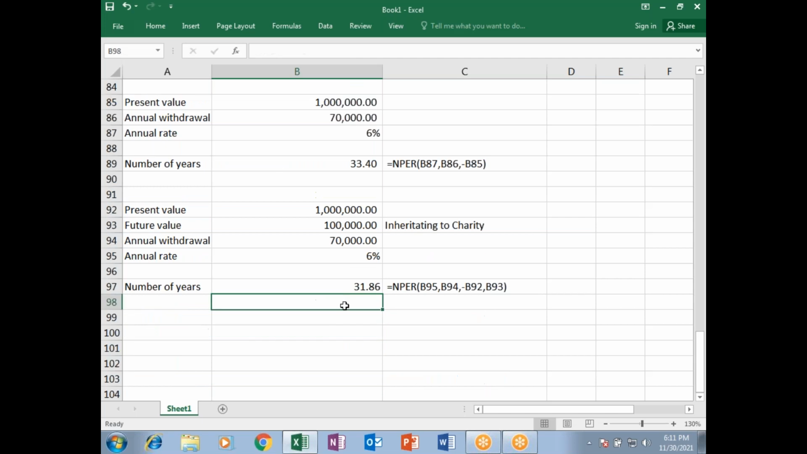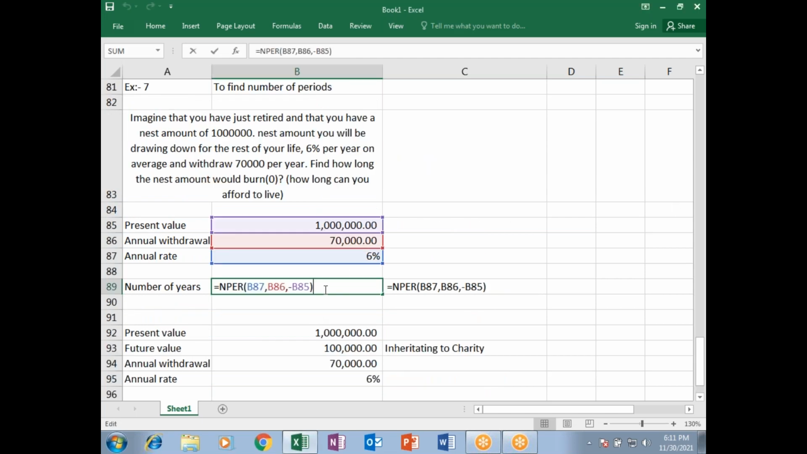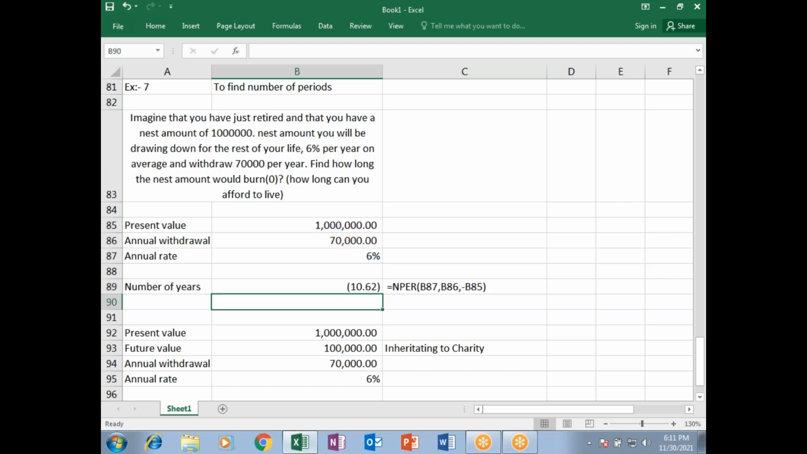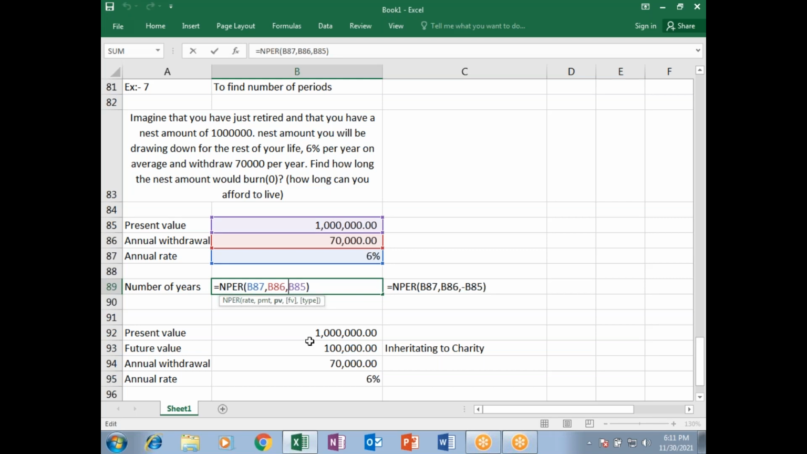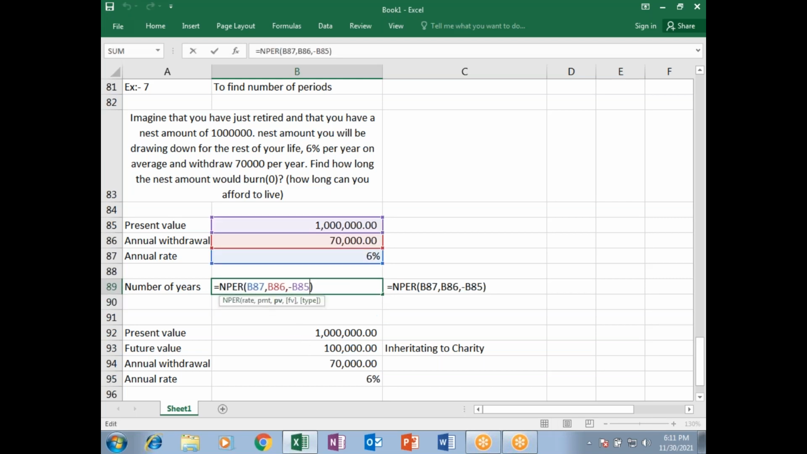If you are getting a num error, that means you're doing the formula wrong. Here you should give a minus for the present value. You give the minus symbol. If you don't give the minus symbol, it might not give you the exact answer, or the particular number is not specified properly.